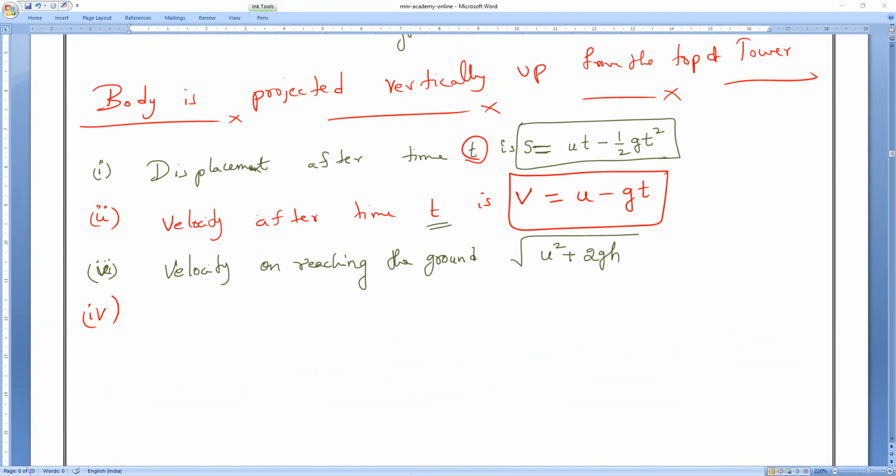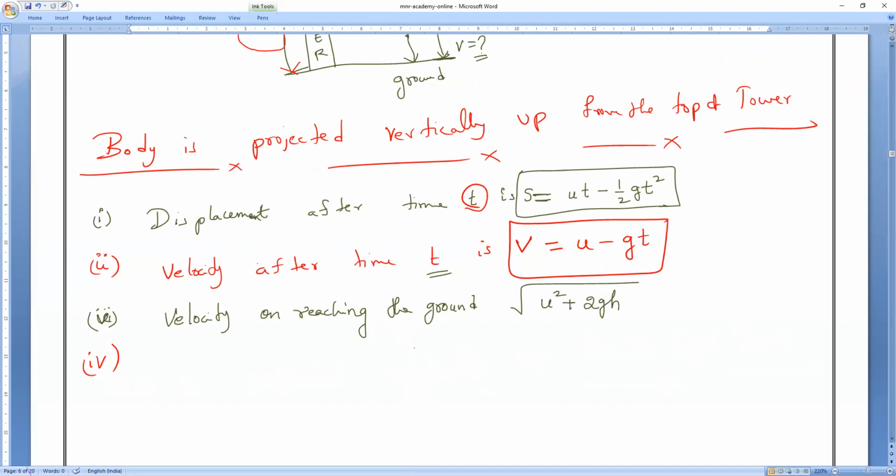Anybody? No, sir. Sir, one doubt. Tell me. After time t, you gave, sir. What is meant by that? After time t, suppose at t equals 0, I projected a body with 3 meters per second. Now after t equals 2 seconds, what is the velocity? Then you have to use this. Clear? If they ask you what is the velocity on touching the ground, reaching the ground, then you have to use this one. Understand? When we are solving the examples, you will understand. Okay, I'll give you. Don't worry.